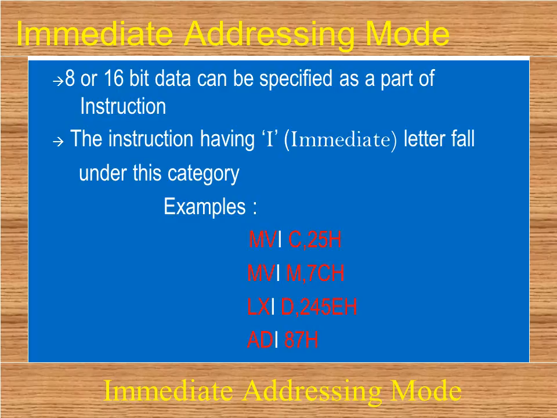Examples of immediate addressing are MVI C, 25H. The 8-bit data 25H is moved to the C register. MVI M, 7CH. M is the memory pointed to by the HL pair. The immediate data 7CH is moved to the memory pointed to by the HL pair.